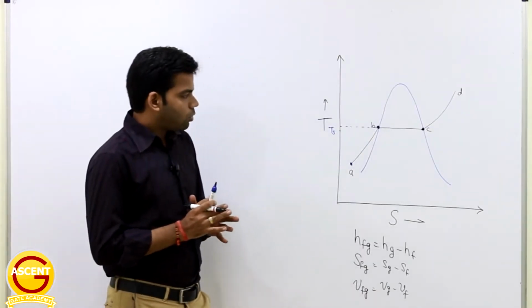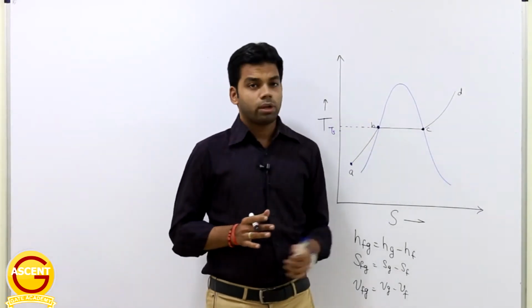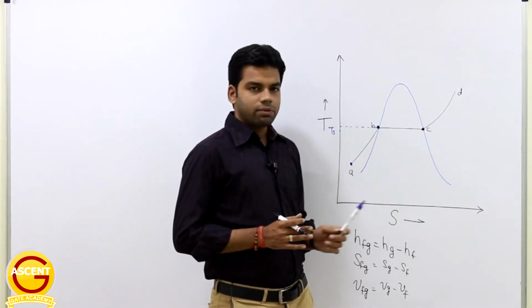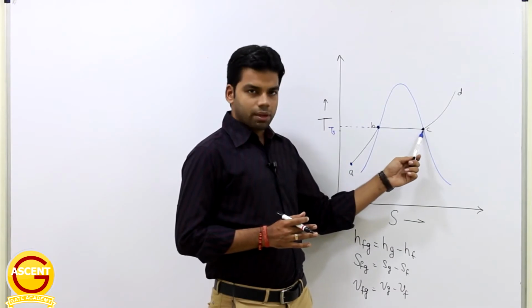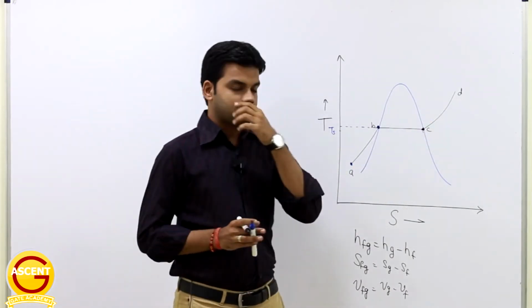Okay, now if we want to determine enthalpies at each and every point, at point A, B, C and D, how can we determine? A is a point of pure liquid, B is saturated liquid, C is saturated vapor, and D is a superheated vapor. How can we determine the enthalpies at all these points?